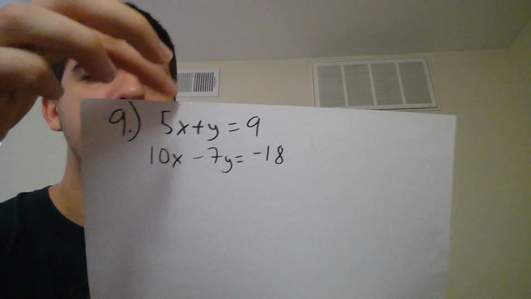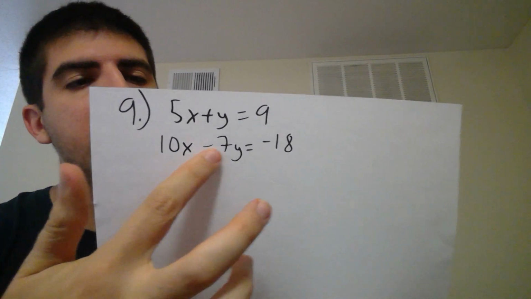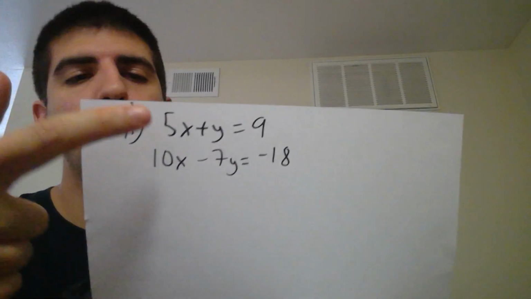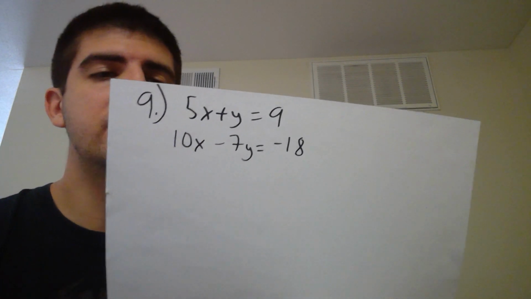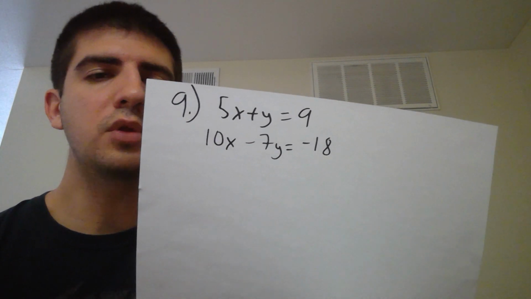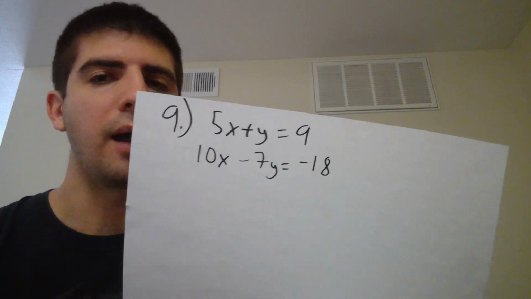So number 9 says 5x plus y equals 9, and 10x minus 7y equals negative 18. We want to find where those 2 lines intersect, if they intersect at all. And so if you recall from the last video, step 1 here, guys, we always want to look for opposite coefficients, and we have a problem.